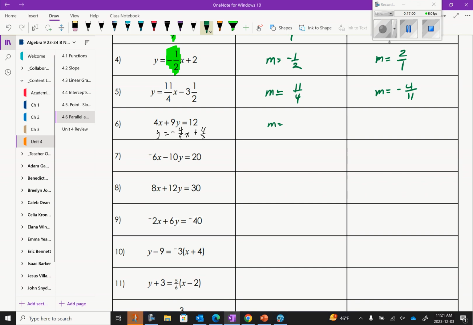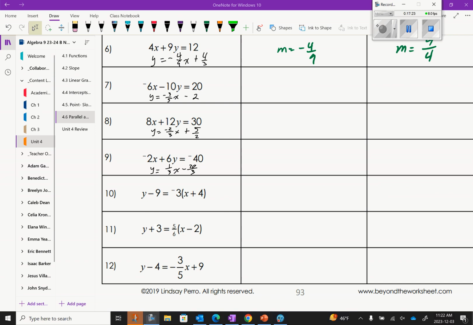So the slope of any parallel line is going to be the same, negative 4/9, and the slope of any perpendicular is positive 9/4. Let's put the rest, let's see, I guess 7, 8, and 9 all need to be converted. So for number 7, it turns into y = negative 3/5 x minus 2. So the slope of the parallel is also negative 3/5. The slope of the perpendicular has to be positive 5/3.